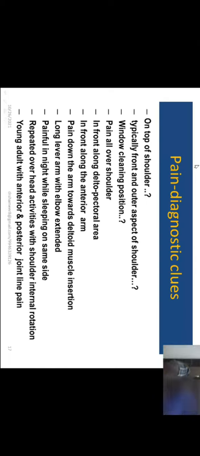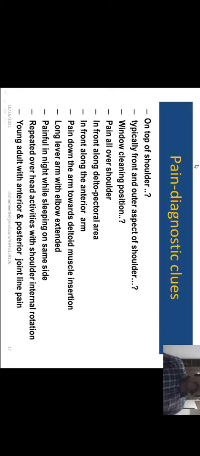If you are taking a 4 or 5 kilogram weight, holding it with the elbow extended, if you feel pain when compared to the opposite side, if you feel pain over your shoulder while lifting with the elbow extended, that is the long lever arm with elbow extended, it indicates a rotator cuff tear. It may be rotator cuff tendonitis or a partial rotator cuff tear. In any rotator cuff pathology, there will be long lever arm with elbow extended pain.